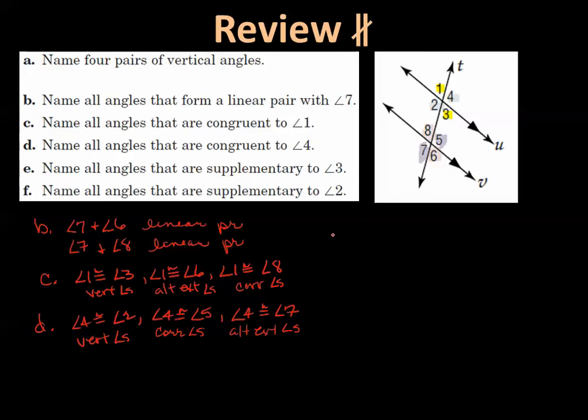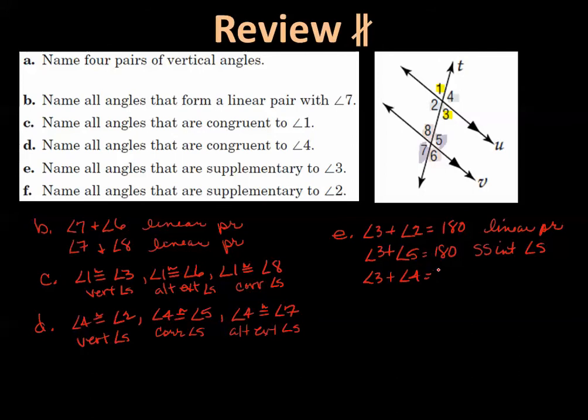Part E says name angles that are supplementary to angle 3. So angle 3 plus angle 2 is going to equal 180, and that's because they're a linear pair. Angle 3 plus angle 5 is going to equal 180, and that's because they're same side interior angles. And then angle 3 plus angle 4 equals 180. They are also a linear pair.